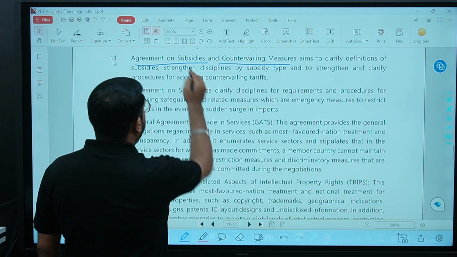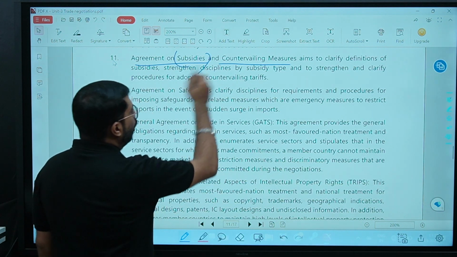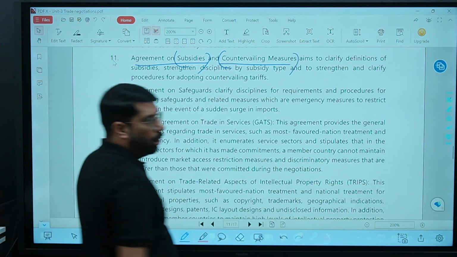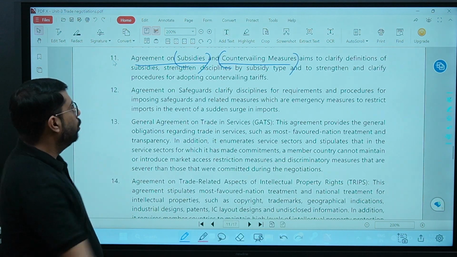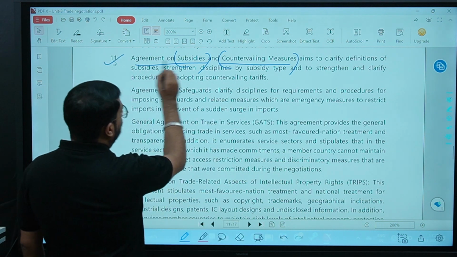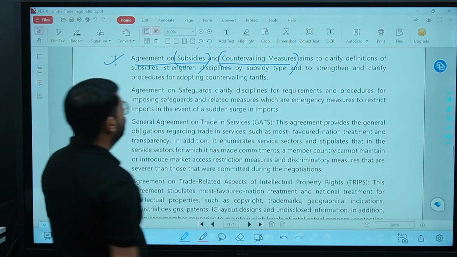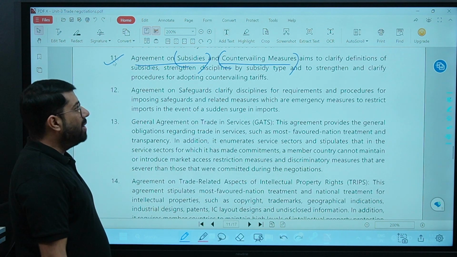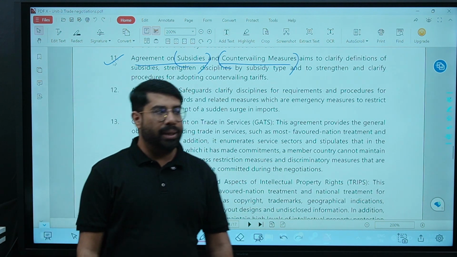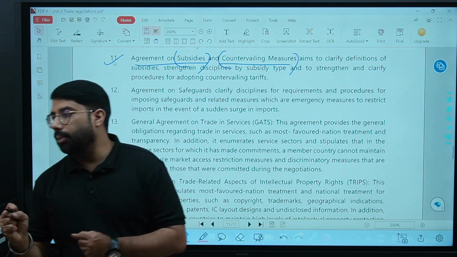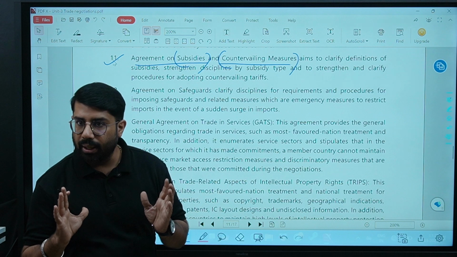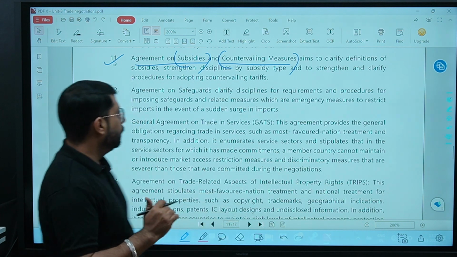So these are those agreements only. On what basis will subsidies be provided? How will you apply countervailing measures? For that, when you make the agreements, those agreements are known as the agreement on subsidies and countervailing measures. So why are we making these agreements? We are making these agreements just to save our domestic market. Are we clear? We have studied this before only.